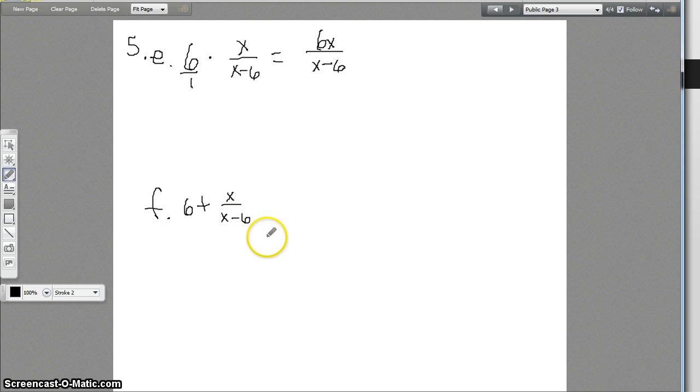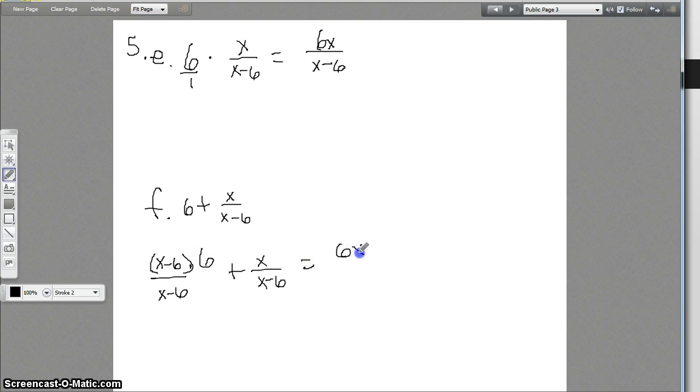We have 6 plus x over x minus 6. We need to use x minus 6 as our common denominator. So the 6, we're going to multiply by x minus 6 over x minus 6. And then we'll add x over x minus 6. That x minus 6, the entire thing needs to be multiplied by 6.